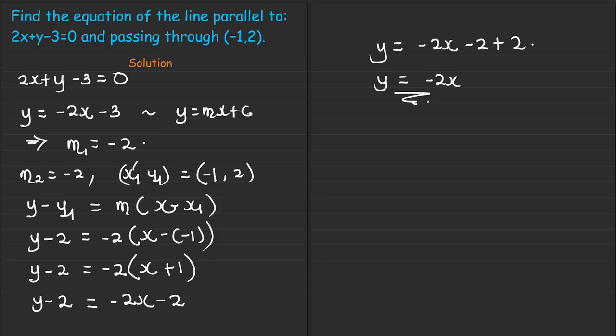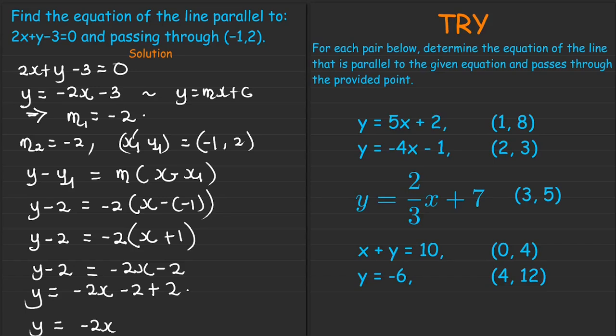As usual, I'll leave with some exercises to test your understanding. So these are the questions we have, and it says, for each pair below, determine the equation of the line that is parallel to the given equation and passes through the provided point. So for each and every pair, you have an equation, and then you have this point. This point passes through a line. We don't know its equation, but that line is parallel to this given one. As we have done, you use the same gradient, and then you find the equation of this line.